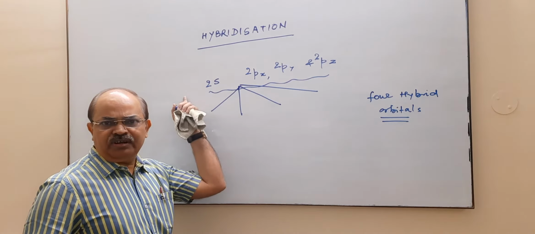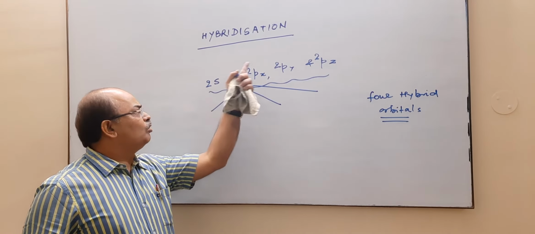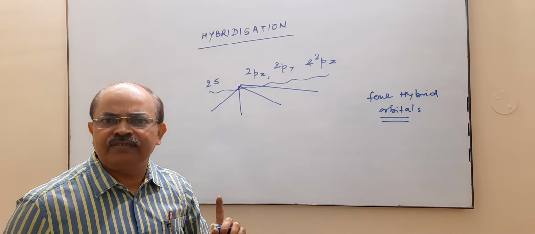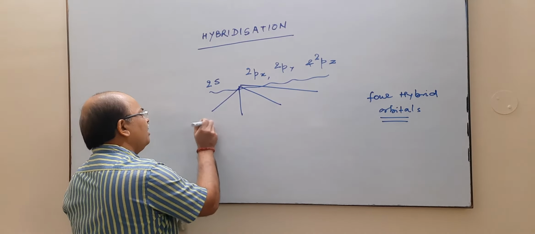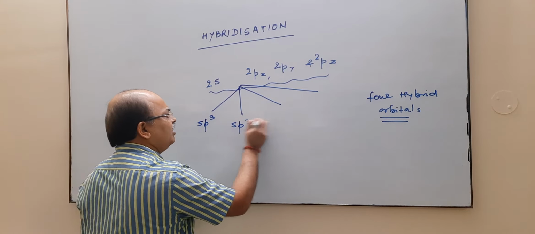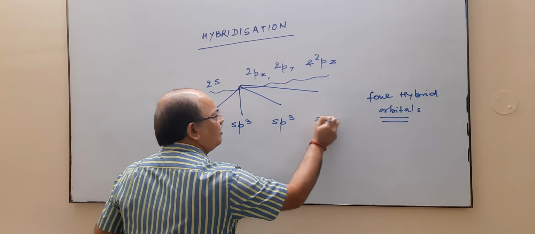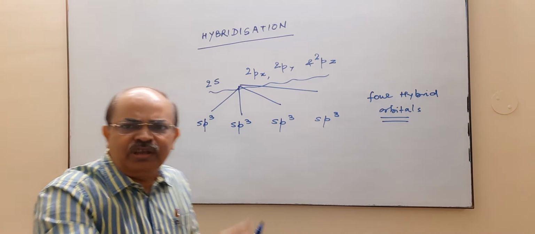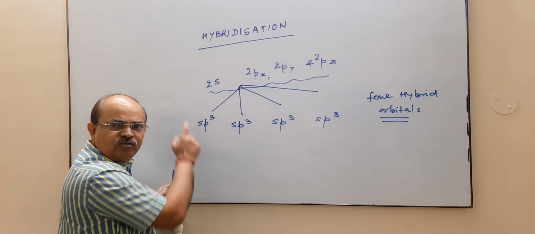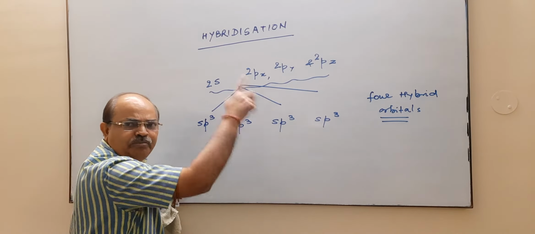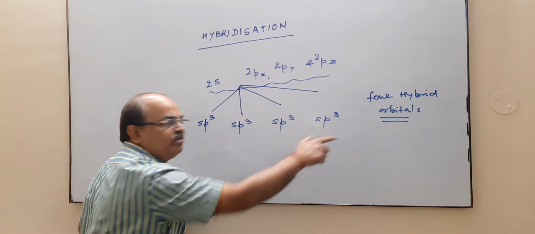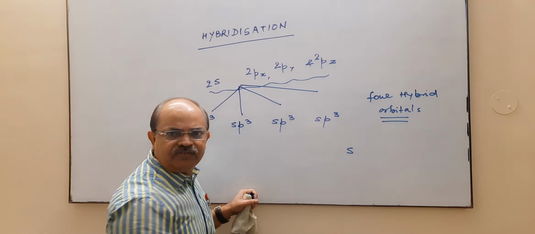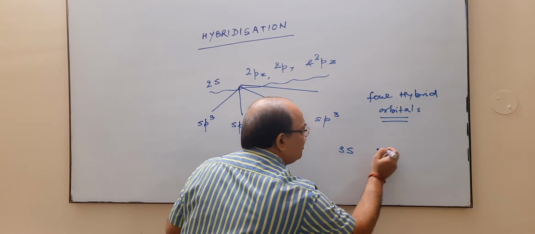The pure atomic orbitals are 2s, 2px, 2py and 2pz. Each of the hybrid orbitals is referred to as sp3. आप कहोगे सर इसको sp3 क्यों कहेंगे? Why is it called sp3? Because there is one s orbital and three p orbitals, px, py and pz. So it is sp3.